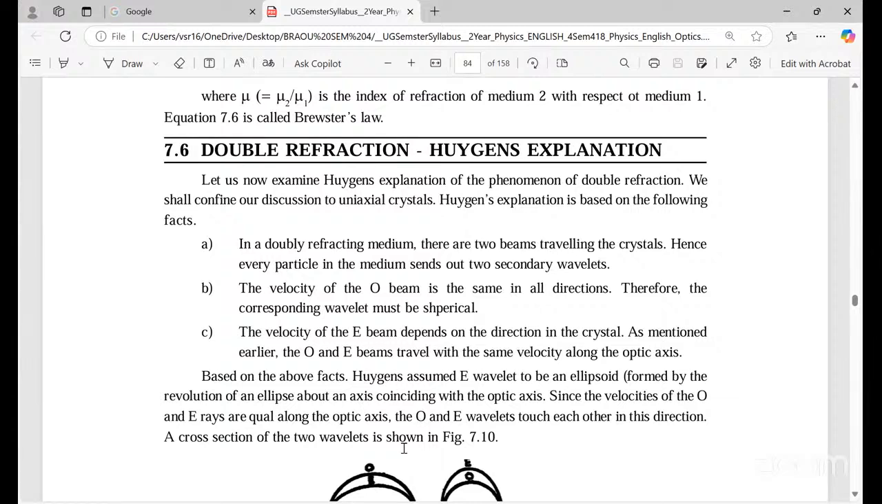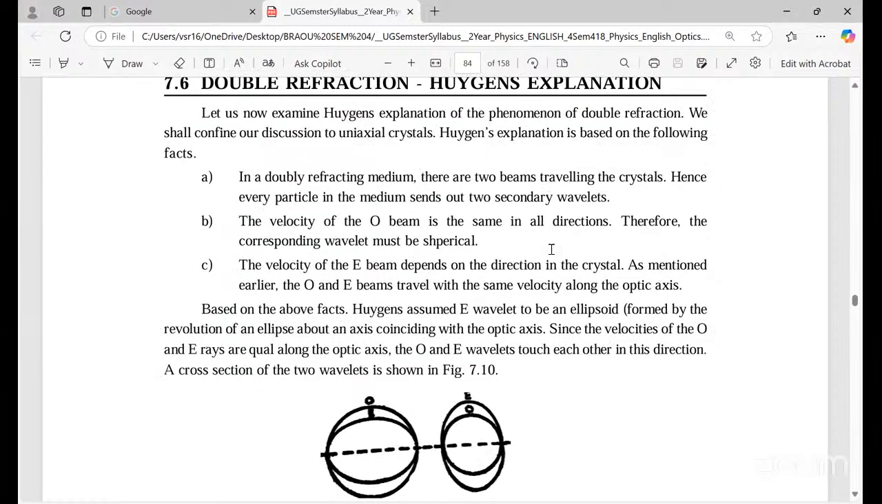Next is double refraction. I will show you one video, so you can easily observe.